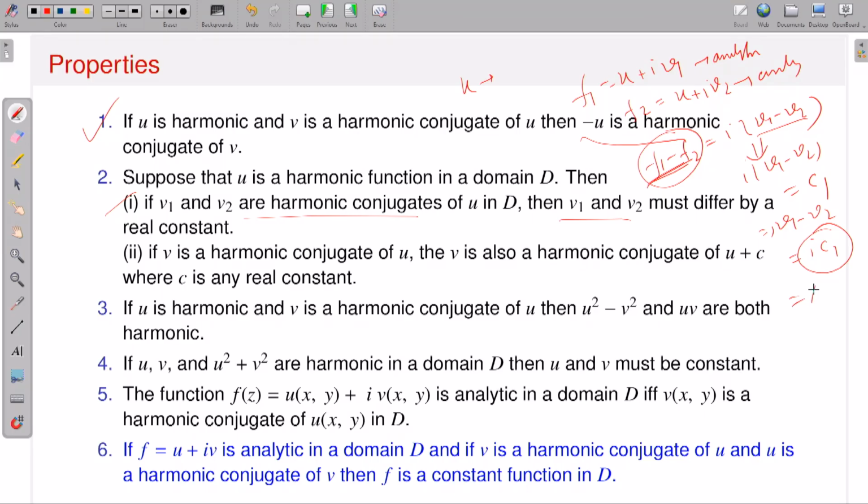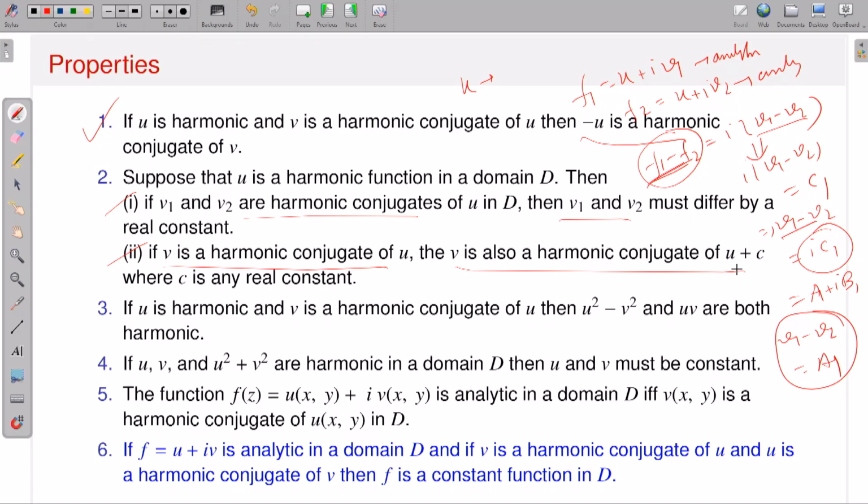And then you can just write A1 plus i B1, because this is a complex number. So therefore V1 minus V2, which is taking real value, is exactly equal to A1 and they differ by a constant. So I have already explained. This one is also, you just do that. If V is a harmonic conjugate, then if I add a constant, it says that this is also a harmonic conjugate. So therefore if V is a harmonic conjugate of U, then V is also a harmonic conjugate of U plus C. So that means it will not affect.